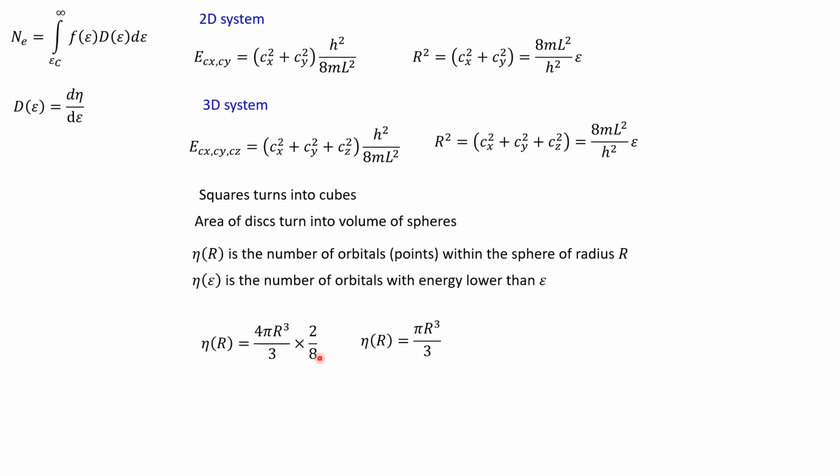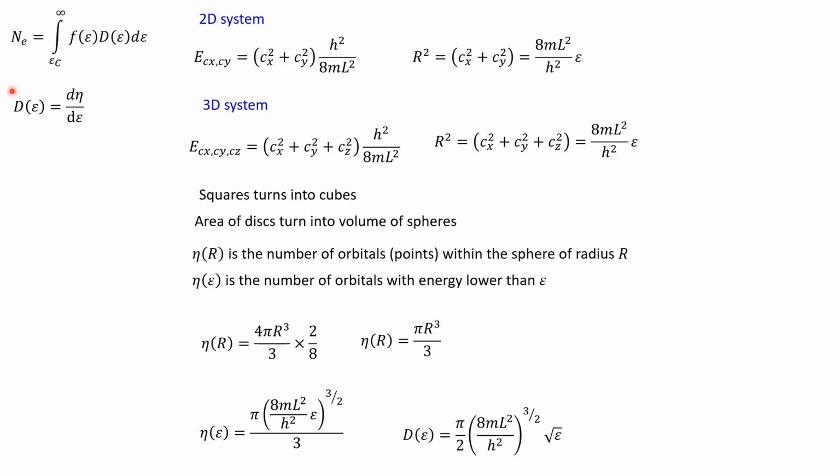So we have to divide by 8 because only natural numbers represent physical orbitals. And then we get this expression when we simplify. Now we use again this relationship between the radius and the energy to express the number of orbitals with energy lower than epsilon. So we just need to use this expression for r squared. So we replace it here, so we get this expression for the number of orbitals with energy lower than epsilon.